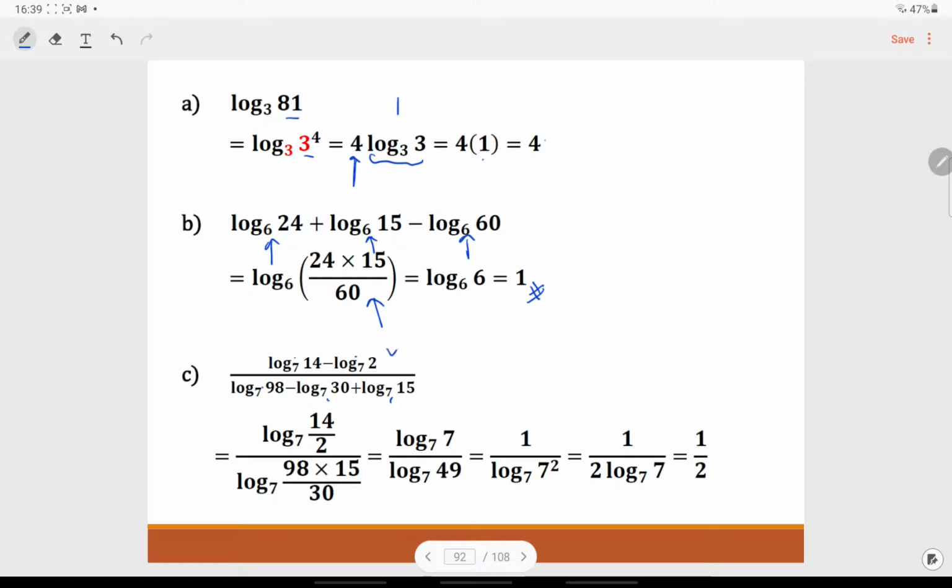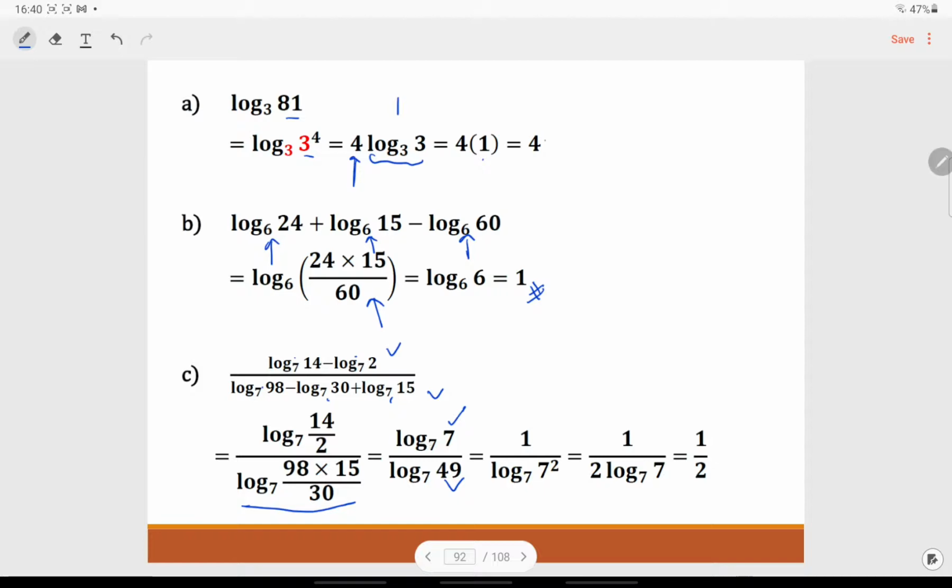We start with the numerator. We try to simplify the numerator first, followed by the denominator. So we come up with this equation. Okay, when this value can be simplified, it becomes 7. So this fraction can be simplified, it becomes 49.